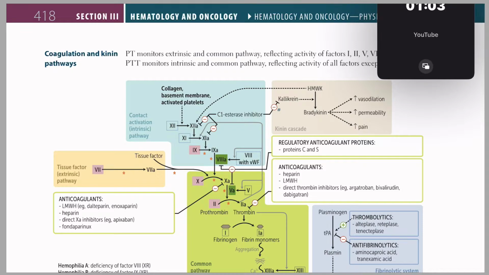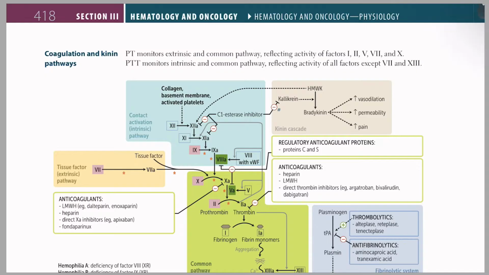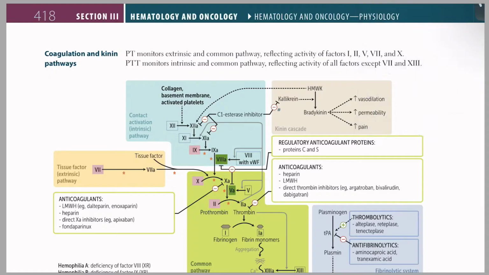PT monitors the extrinsic and common pathway, reflecting the activity of factors 1, 2, 5, 7, and 10. PTT monitors the intrinsic and common pathway, reflecting the activity of all factors except 7 and 8.